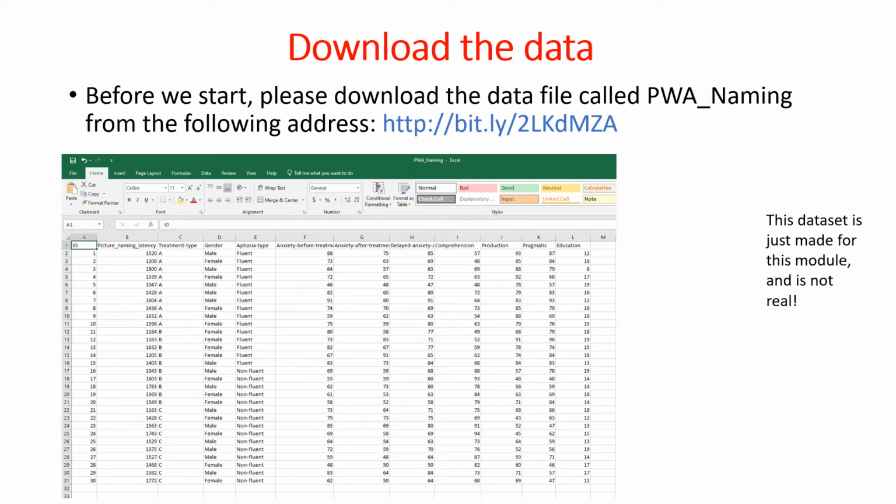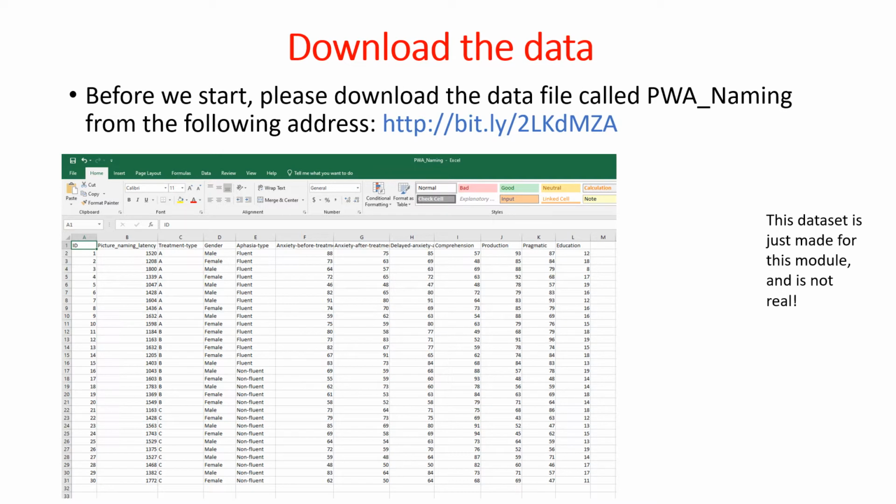This data set is just made for the purpose of this module, it is not real. Once we start analyzing, we might see some patterns, some relations. That doesn't mean that you could see the same relations and patterns out there in your own situation or in the clinic or context you're working. In this data set, there are 30 people with aphasia.